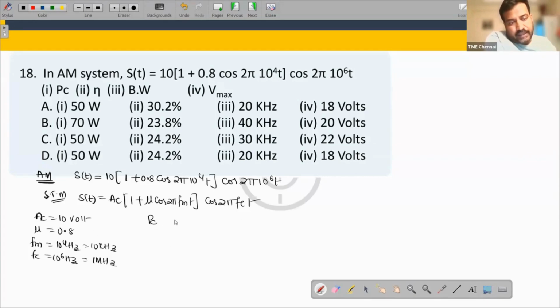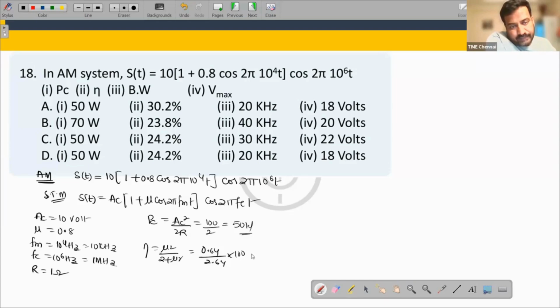It asks us to find PC. PC is AC square by 2R. We know when R is not given, by default it is 1 ohm. 100 by 2, that's 50 watt for you. Next, eta: mu square by 2 plus mu square. Mu is 0.8 here. So 0.64 by 2.64 into 100. This will be 24.24%.